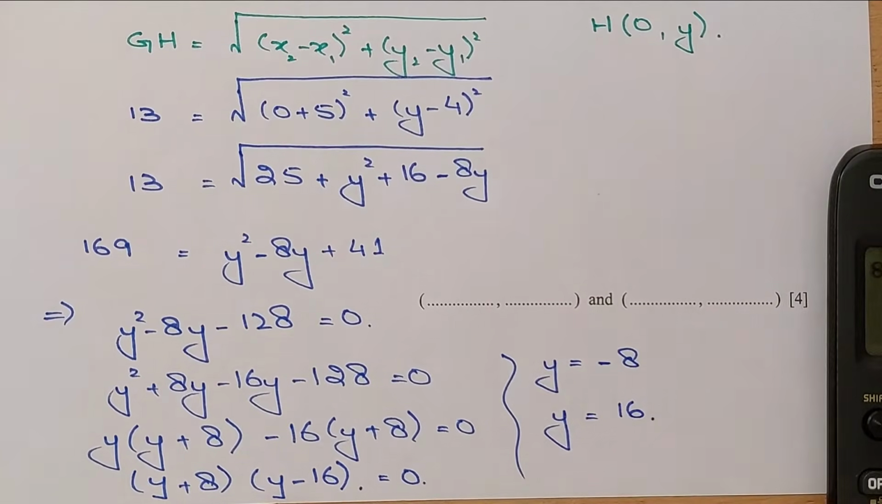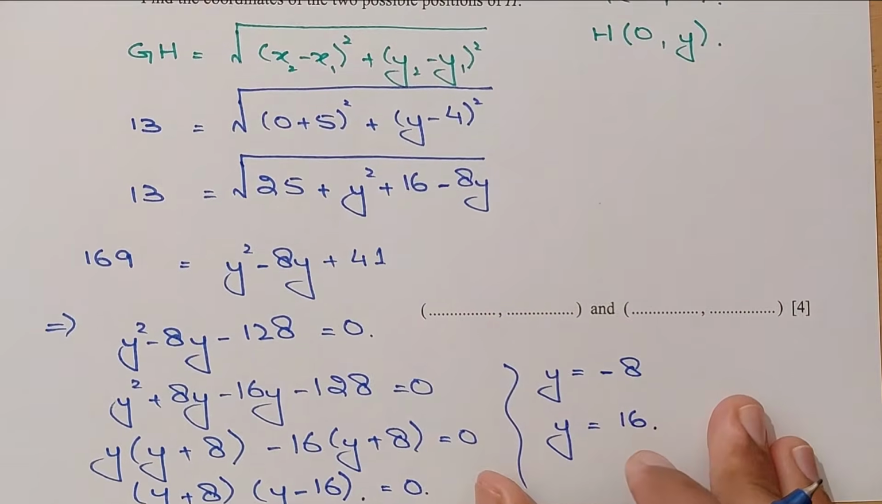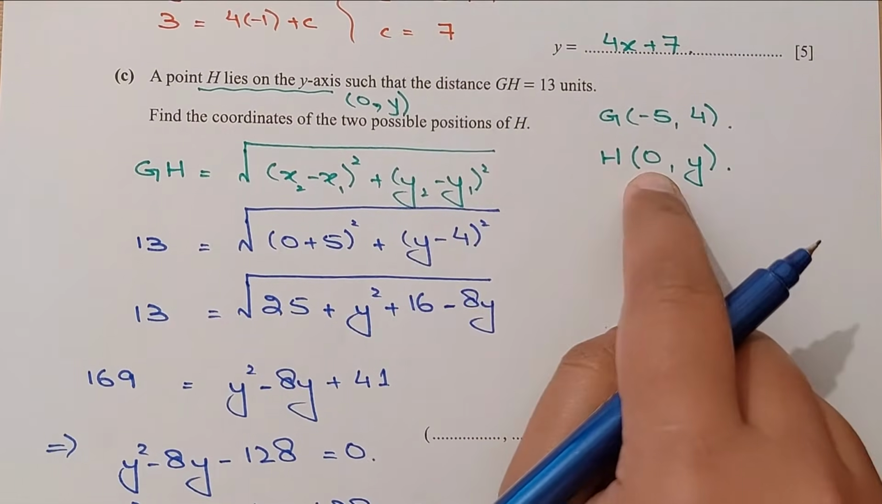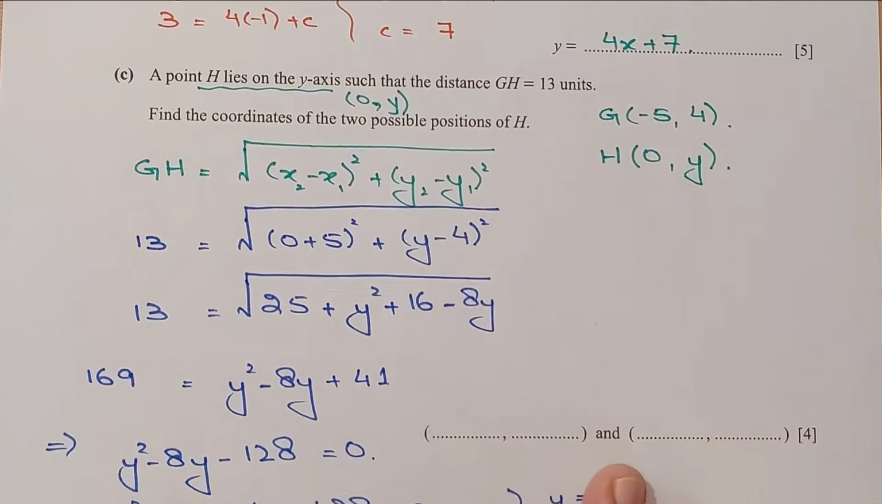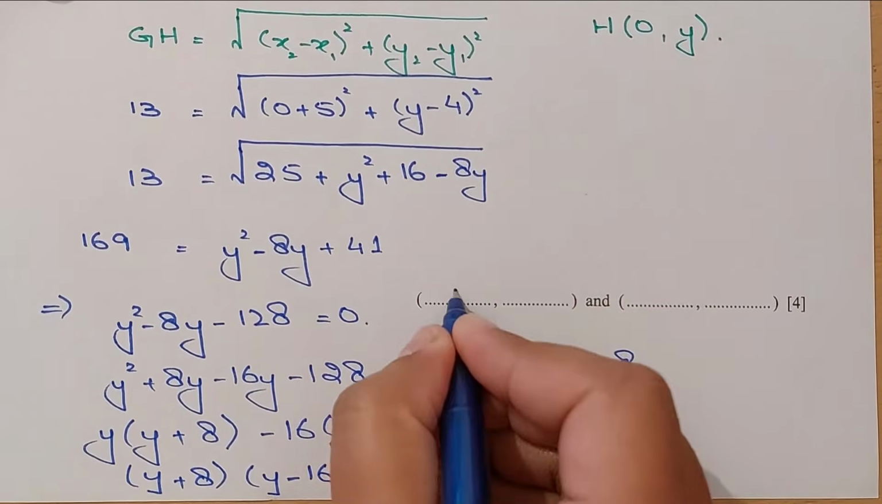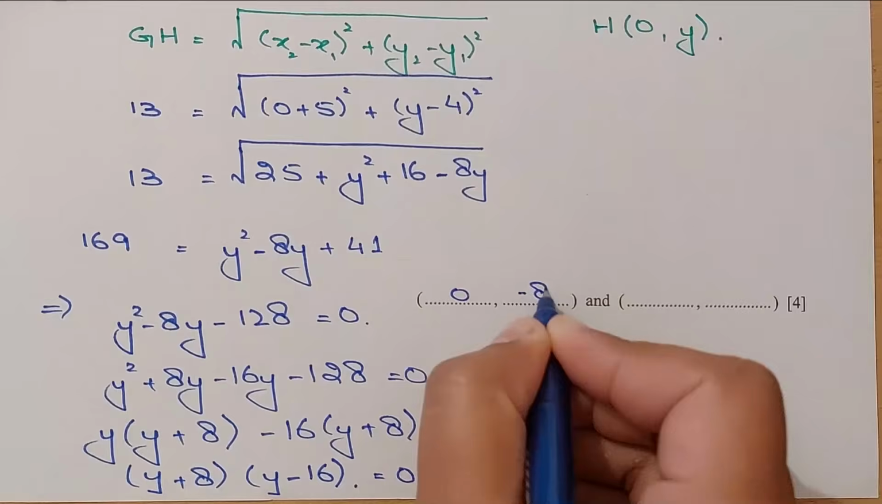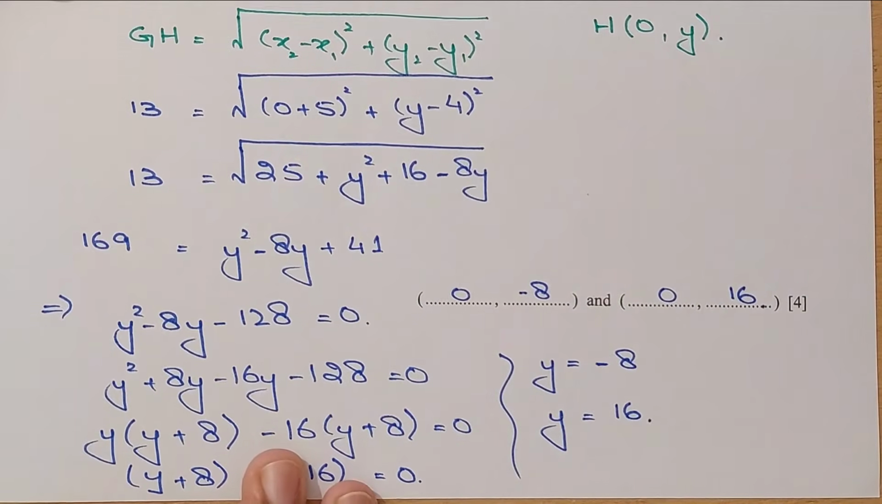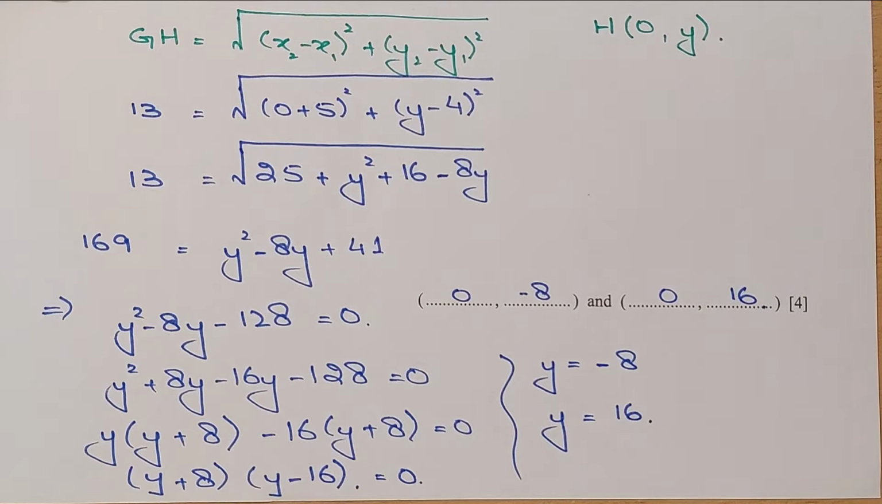Now let me write down, they said find the coordinates of the two possible positions of H. So the x coordinate is always 0. We have the y coordinate, so the x coordinate is 0 and the y coordinate is minus 8, the x coordinate is 0 and the y coordinate is 16. So these are the two possible positions of H.